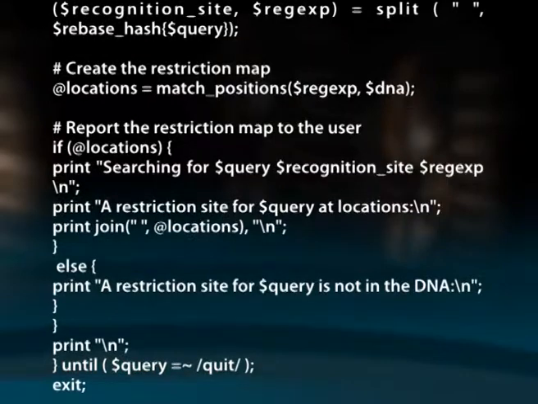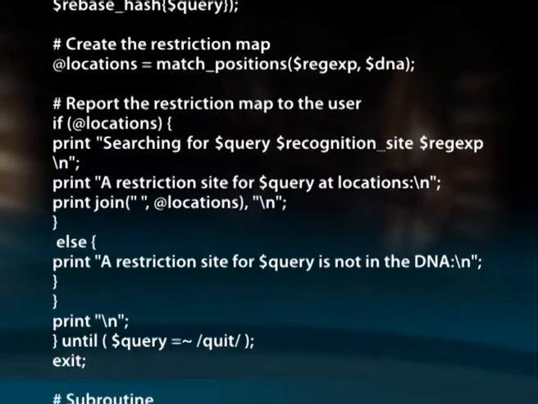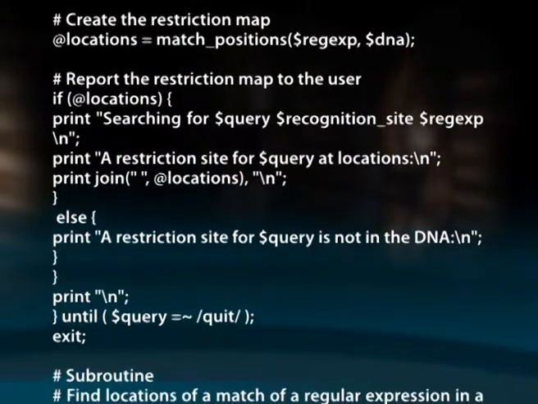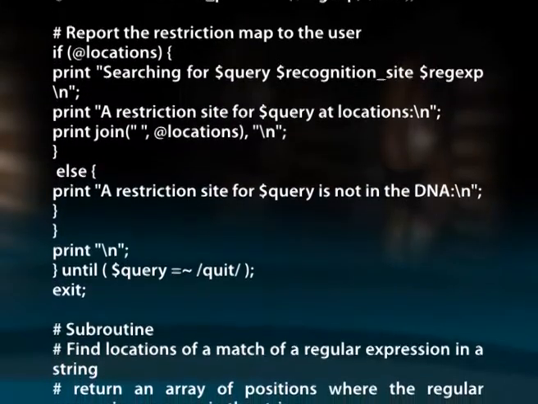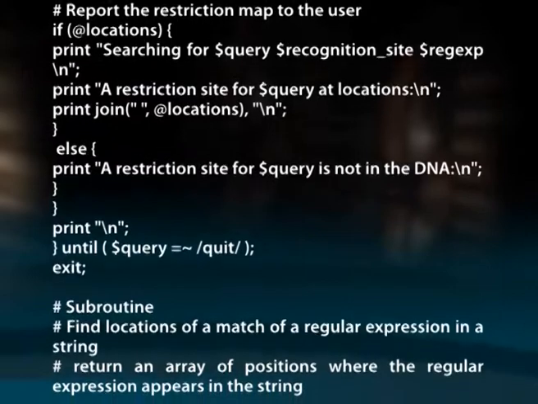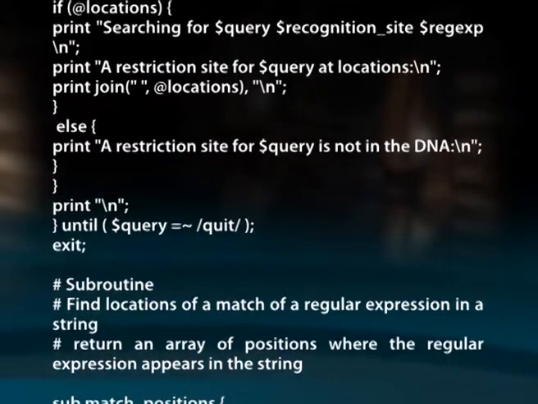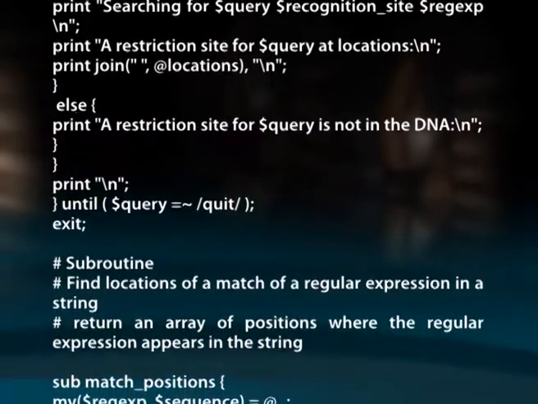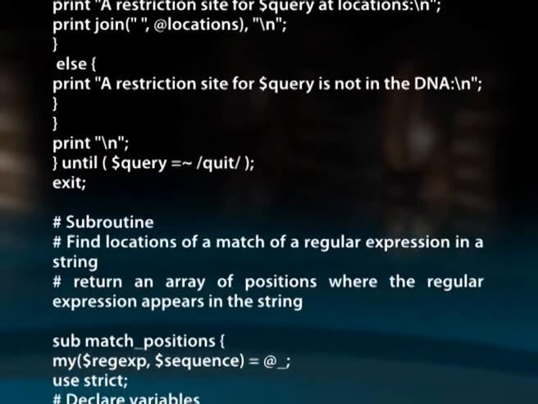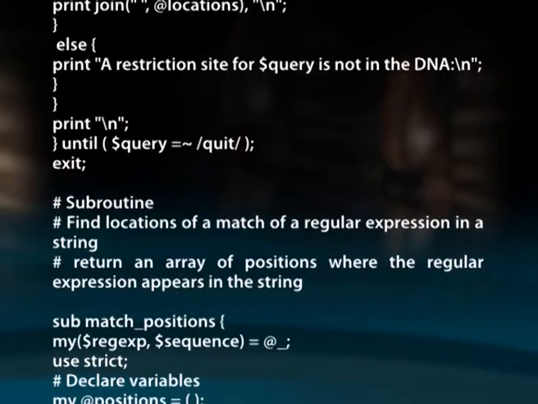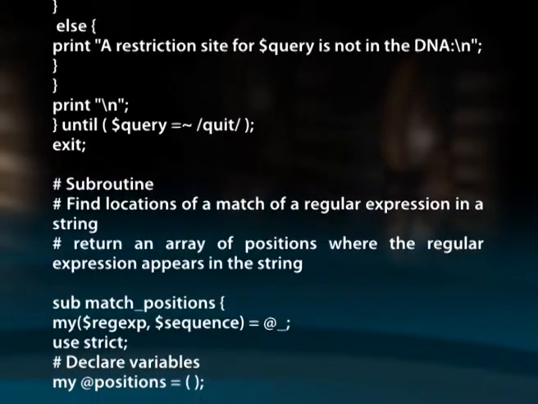If locations is true, print searching for query and recognition site with the regular expression. Print a restriction site for query at locations, and print join space and locations. Else print a restriction site for the query is not in the DNA. This will be continued until $query equals quit.